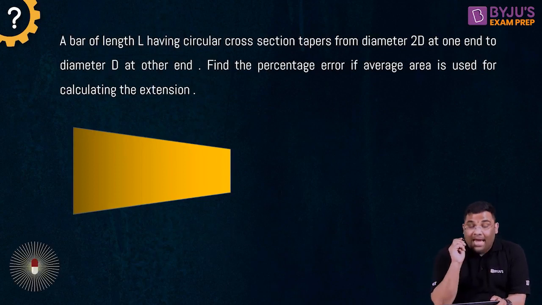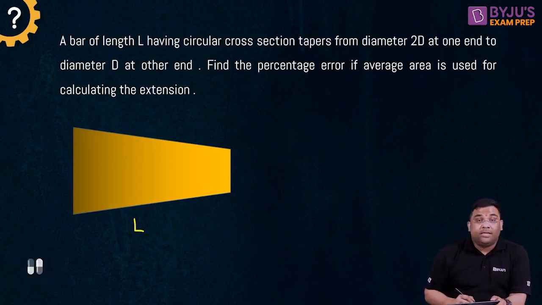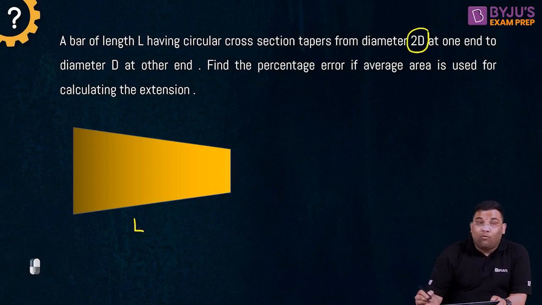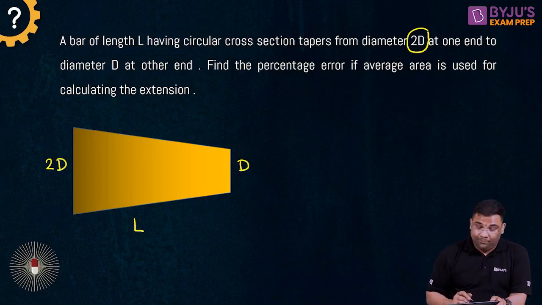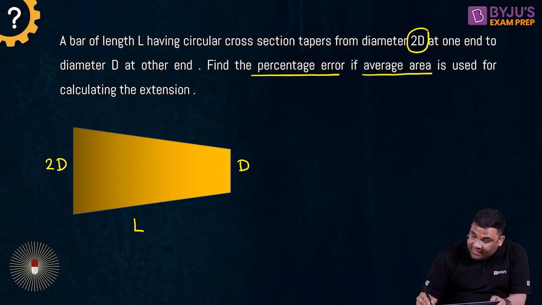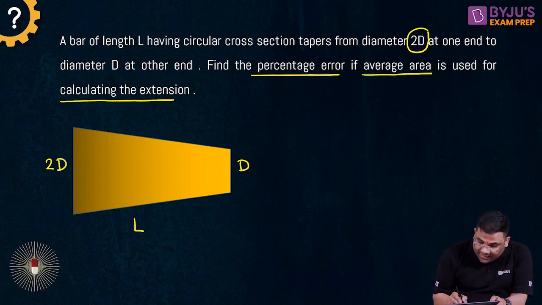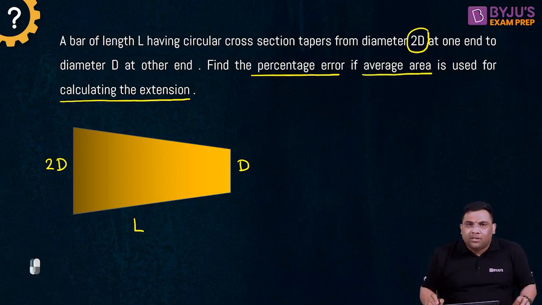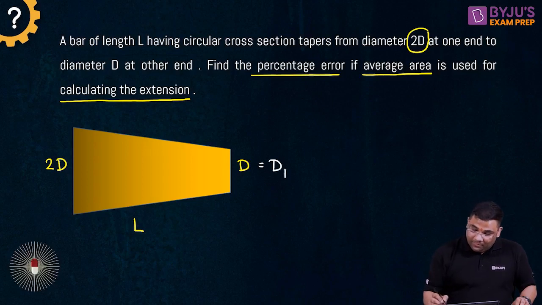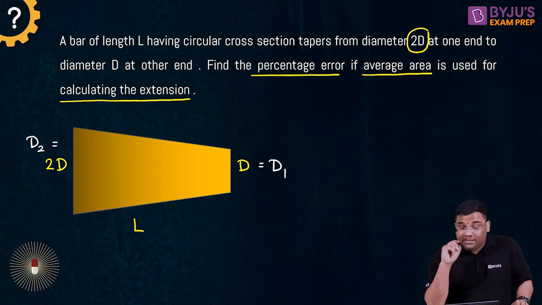A bar of length L of circular cross section tapers from 2D at one end to D at the other end. Find the percentage error if average area is used for calculating the extension. This particular question is asked a lot in many examinations, so we'll have a generalized equation. Suppose this is D1 and this is D2. Now what is asked? Find the percentage error if average area is considered.